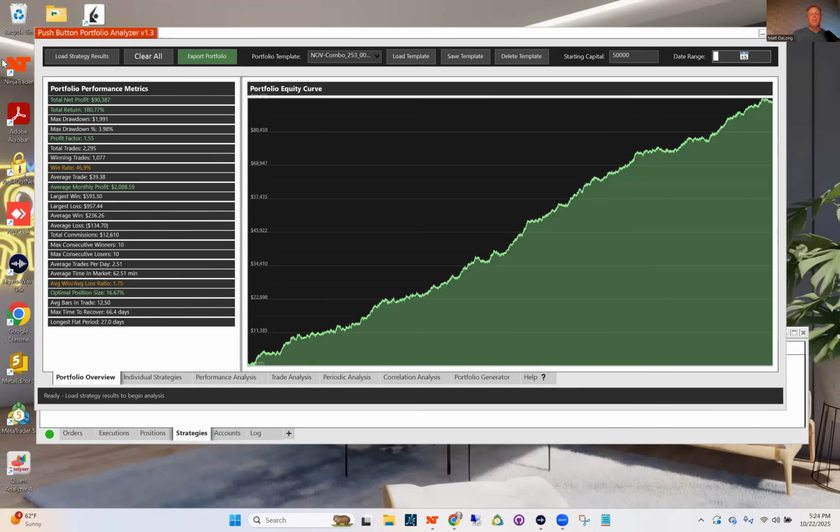Now, why do we do that? Well, the previous free tool we were using didn't take commissions into account. And as you can imagine, when you get into thousands or tens of thousands of trades, in this case, this took, let's see, almost 2,300 total trades. If you guys can see that, it's saying 2,295 trades.